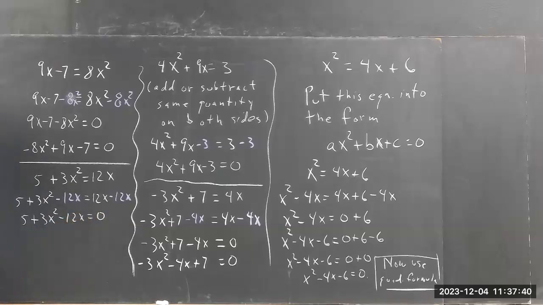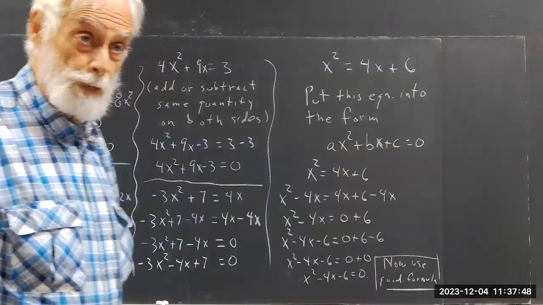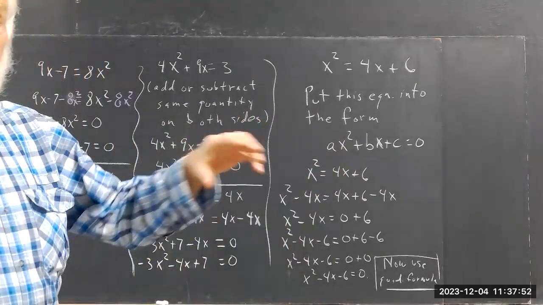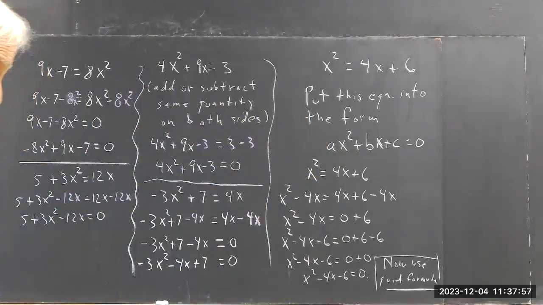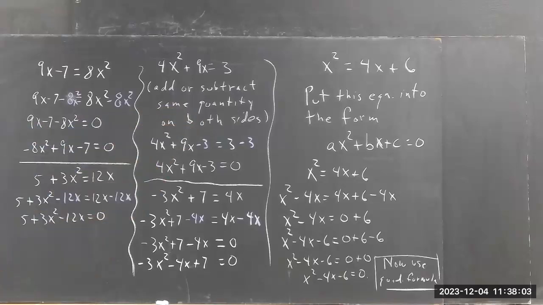Now, it's a little inconvenient to have things in this order. You want things where the x squared is first, the x is second, and the c is third. Generally, when you write down an expression with powers of x, you want the biggest powers first and descending powers. Okay, because it's just easier to look at.